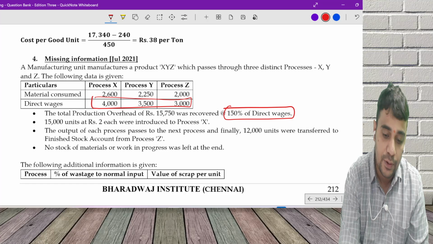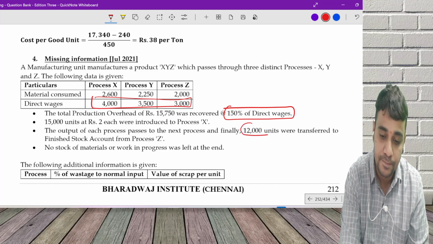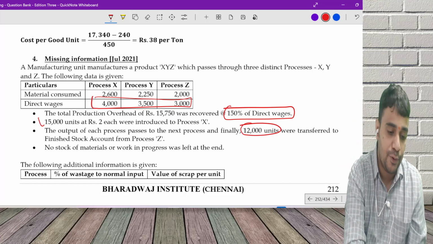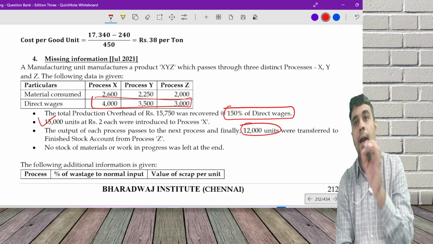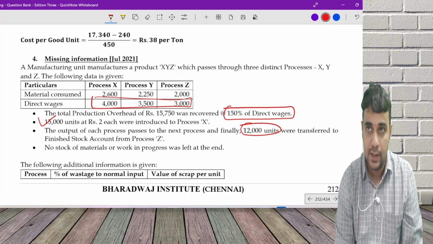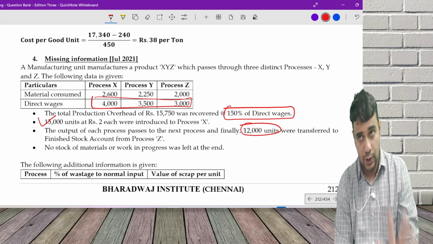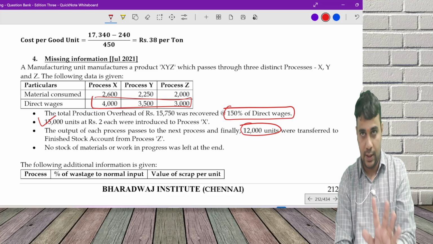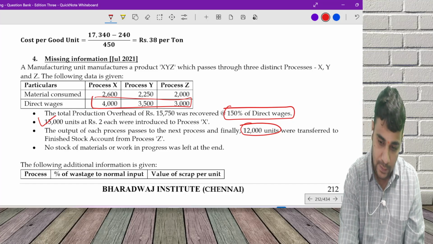Output is passed on to the next process, and finally 12,000 units were transferred. I started with an input of 15,000 and the output is 12,000. Input is 15,000, output is 12,000. Output is after three processes. No stock of material or work in progress. No opening stock, no closing stock.